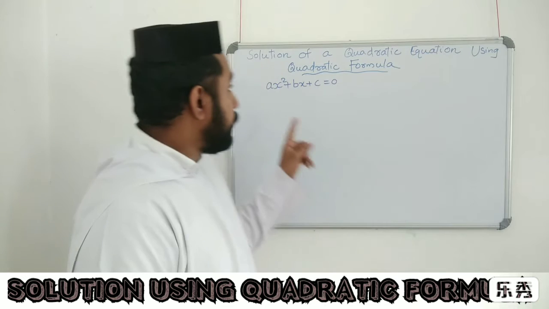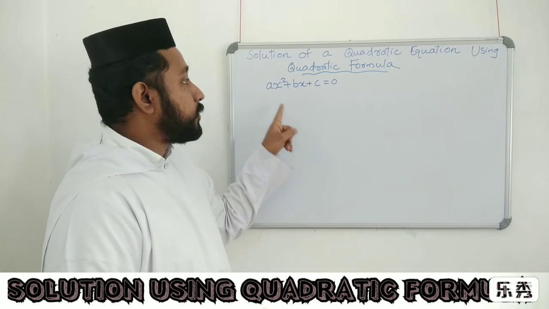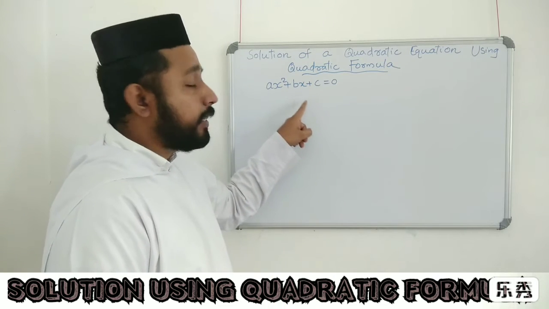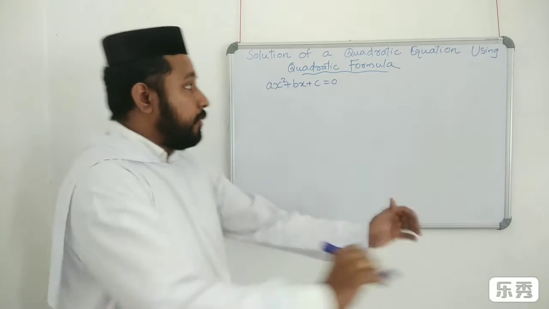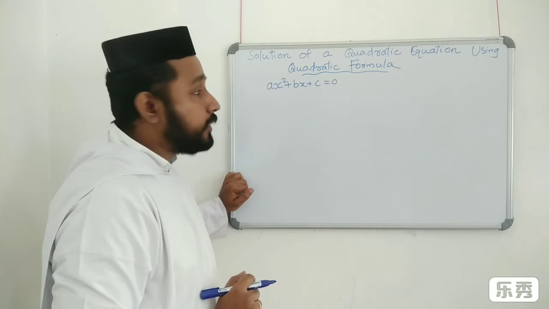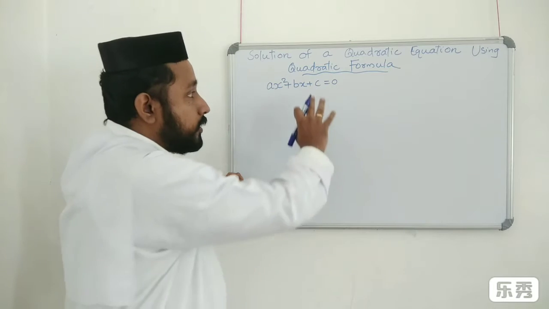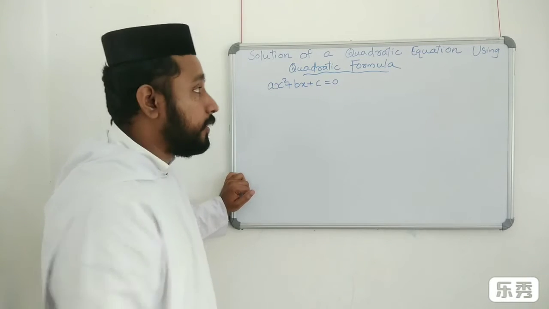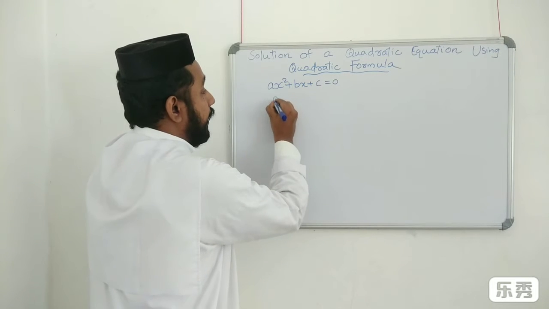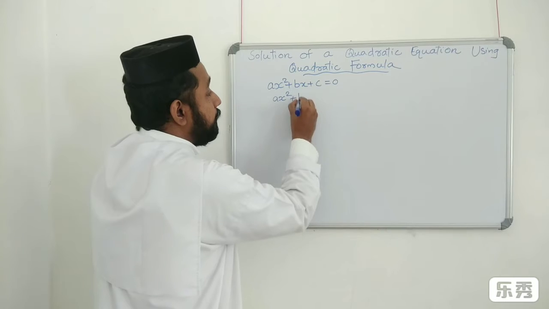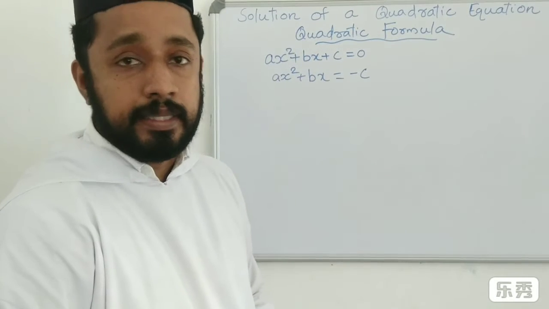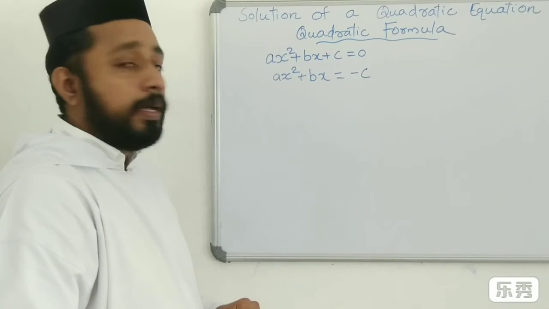For that I am going to write the general form of a quadratic equation: ax² + bx + c = 0. I am going to solve this equation by the method of completing the square. The first step is moving the constant term to the RHS. That is, ax² + bx = -c, since +c goes to the RHS and becomes -c.